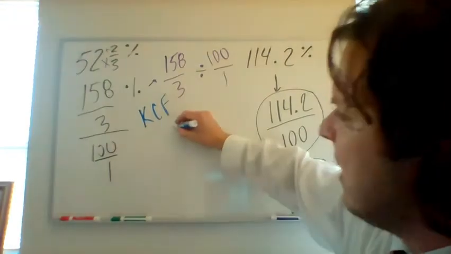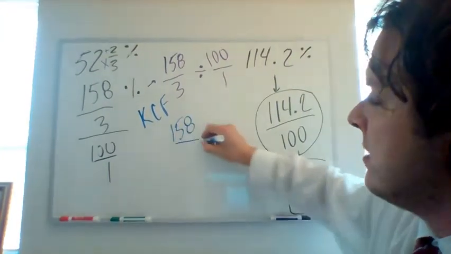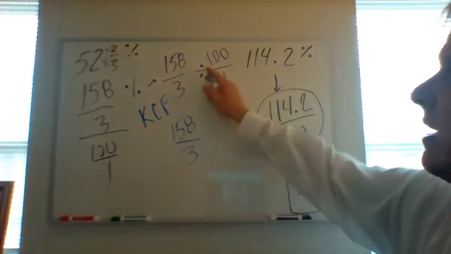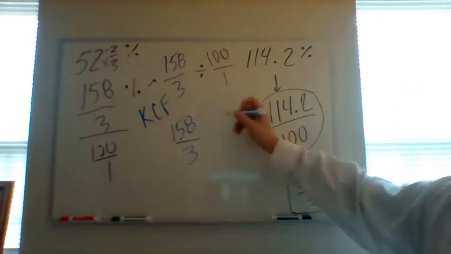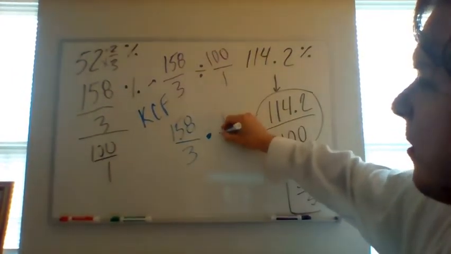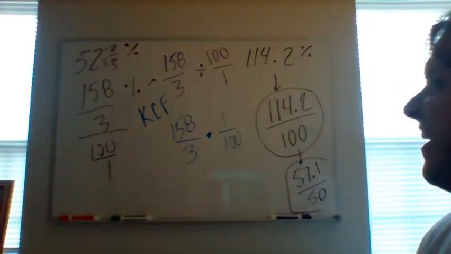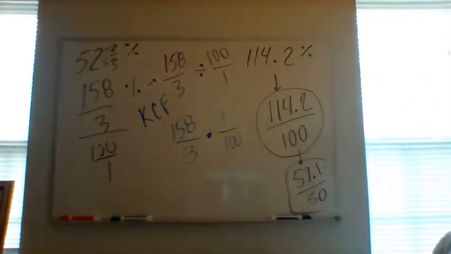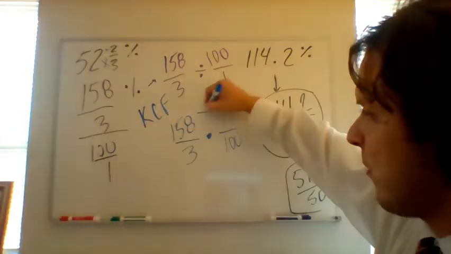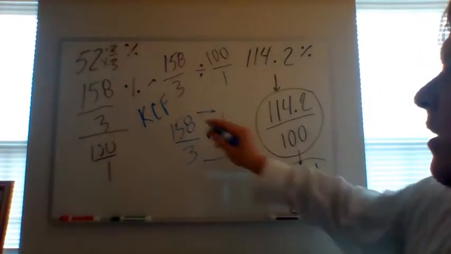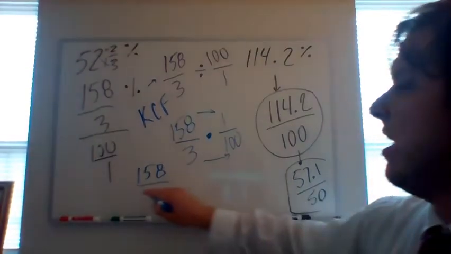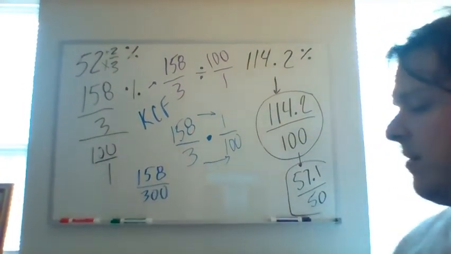We've been using a mnemonic device to help us divide fractions, and that mnemonic is keep, change, and flip. So the keep, the 158 stays over 3. The change is talking about the division sign. The division sign is going to become multiplication. And then the flip means we're going to flip the 100 over 1. It's going to flip to 1 over 100. Okay, let's times across. 158 times 1 is 158. And 3 times 100 is 300.